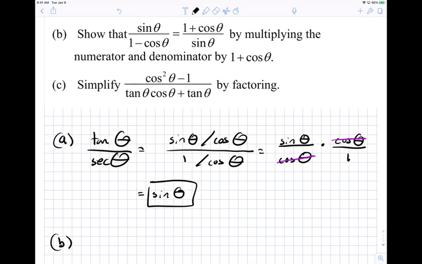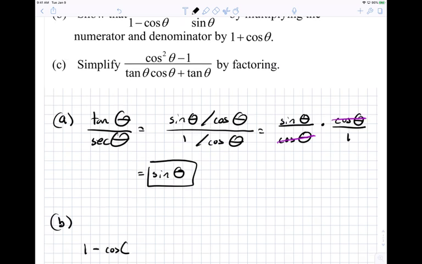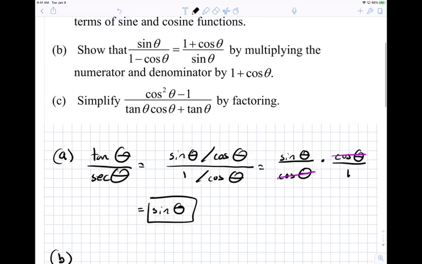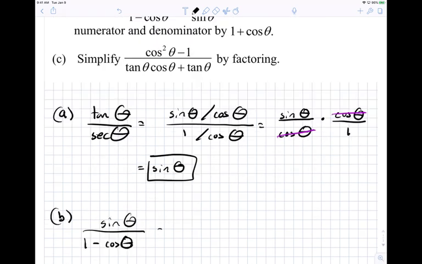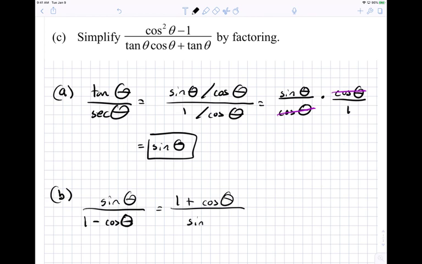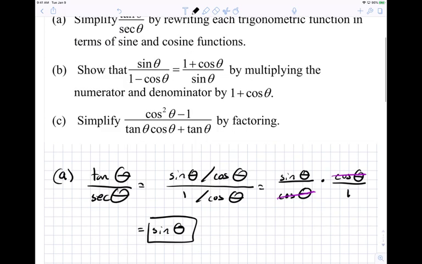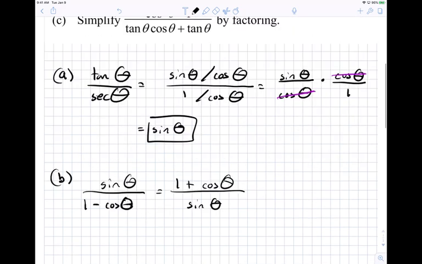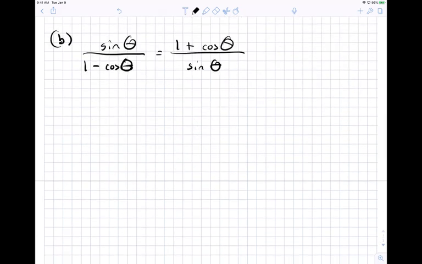So now this one. We have 1 minus cosine theta under sine of theta equals 1 plus cosine theta over sine of theta. And this one asks us to show that the left equals the right by multiplying the top and the bottom by 1 plus cosine theta. So what we're going to do with this one, we're going to start with the left, multiply by 1 in the form of 1 plus cosine theta over 1 plus cosine theta, and then transform the left into the right.